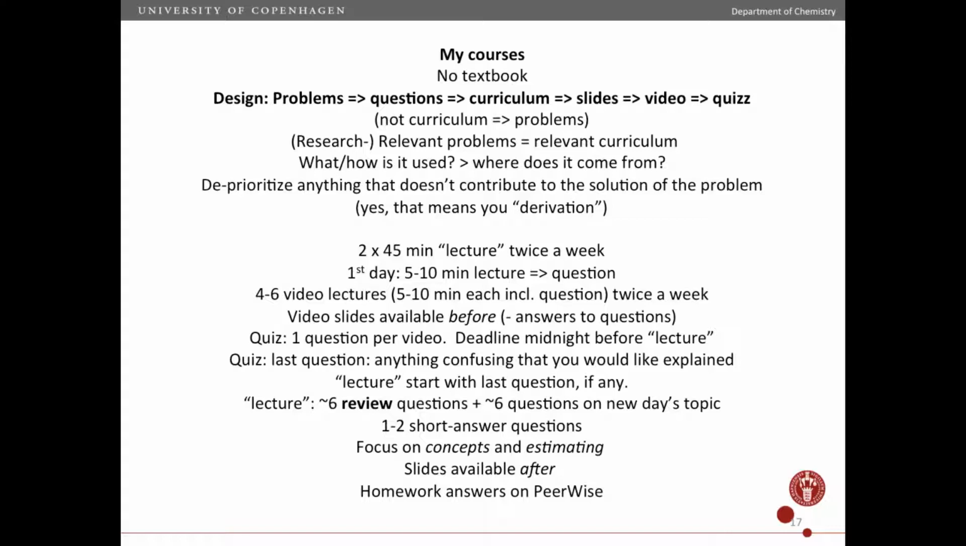The video slides are available before, so they have the video slides as they're watching the video. Of course, the answers to the questions I asked in the videos are deleted. And then the quiz, I've talked about this, 1 question per video, and the deadline is midnight before the day of the lecture. The last question I've talked about.